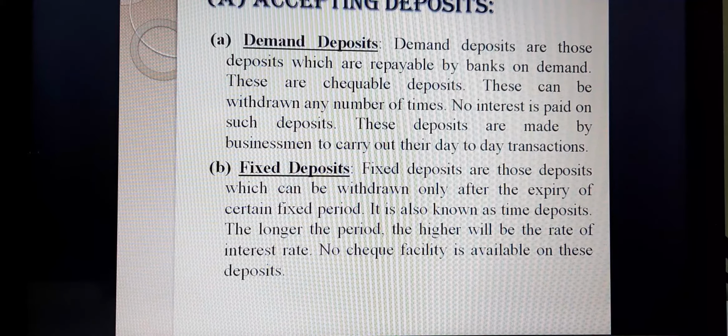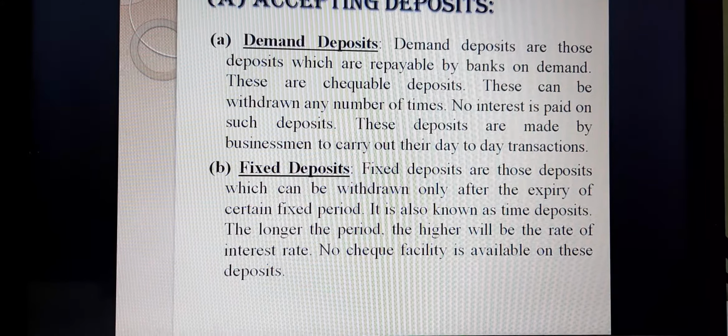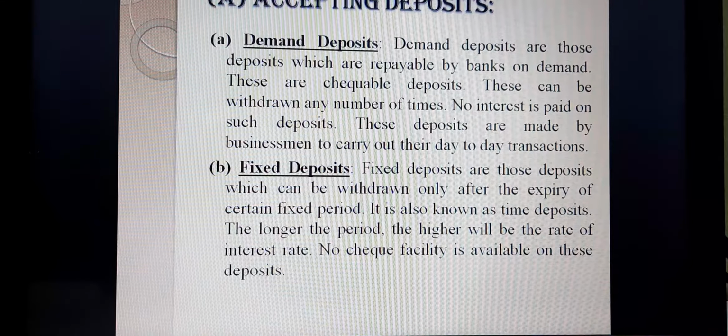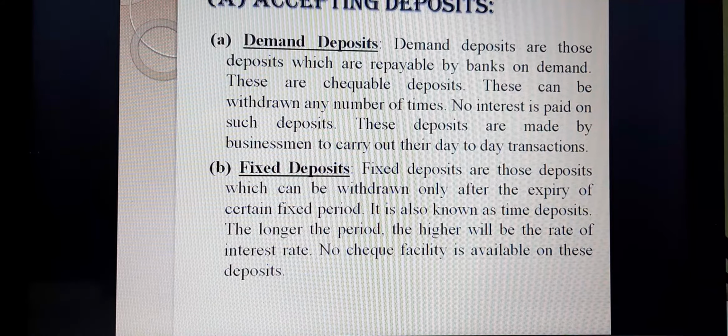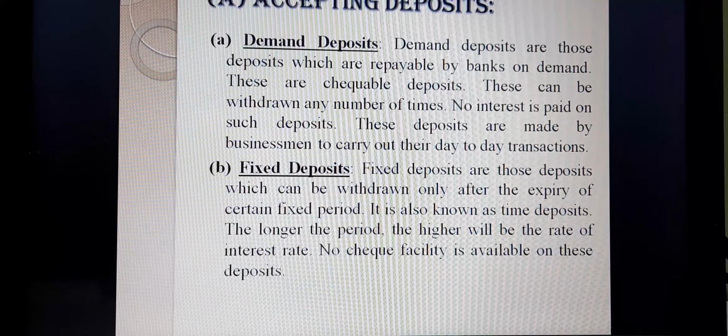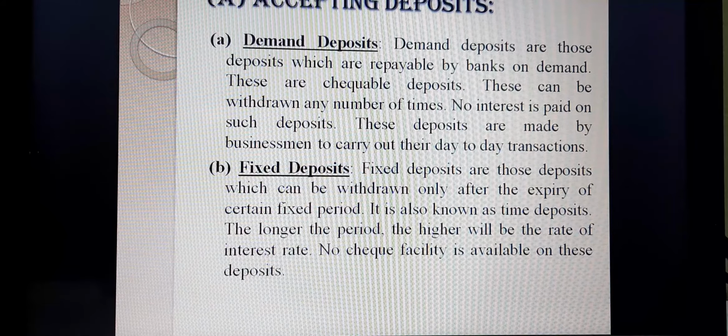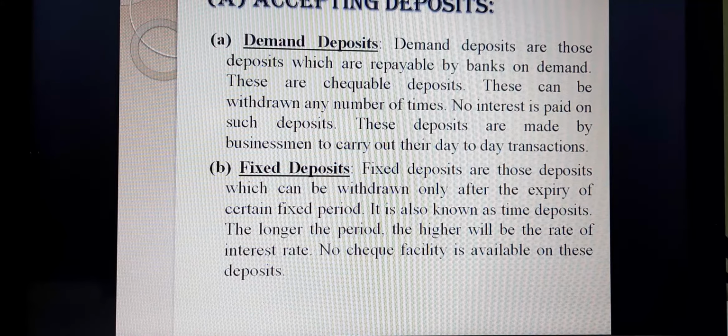Now the first function of the commercial bank is accepting deposits, that is the demand deposit. Demand deposits are those deposits which are repayable by the bank on demand, or we can say that the public can withdraw at any time, and this is the checkable deposit also. This can be withdrawn any number of times. No interest is paid on this kind of deposit. These deposits are made by businessmen to carry out their day-to-day transactions.